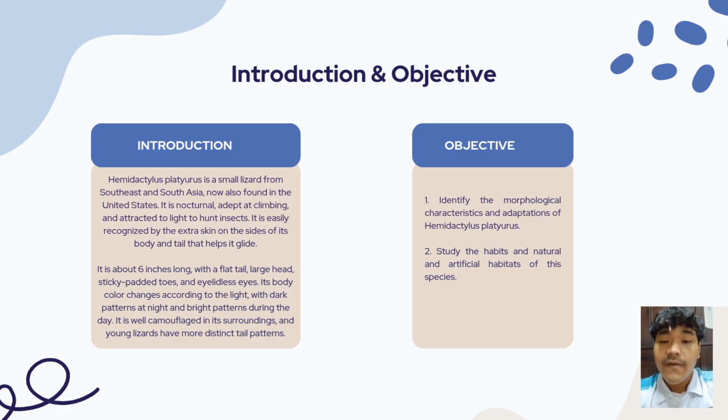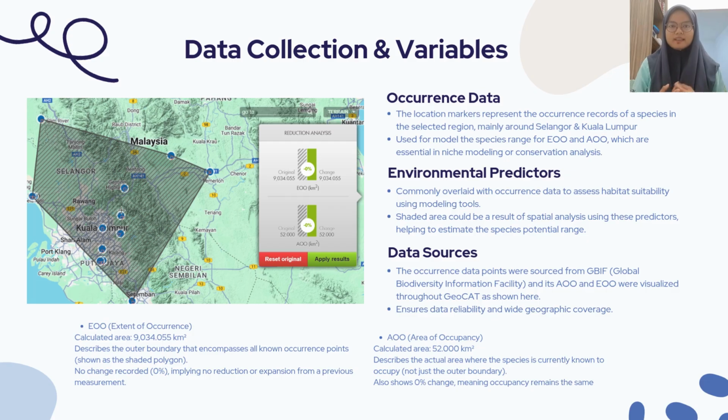For objective, first, identify morphology characteristic and adaptations of Hemidactylus platypus. Second, study the habits and natural and artificial habitats of this species. Okay, now into the data collection and variables.